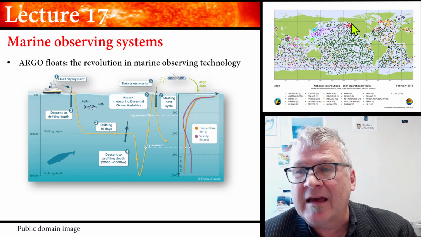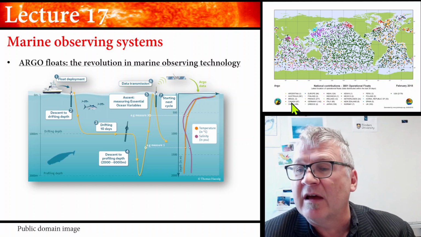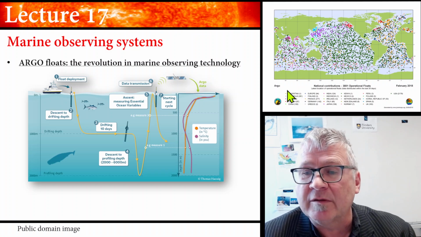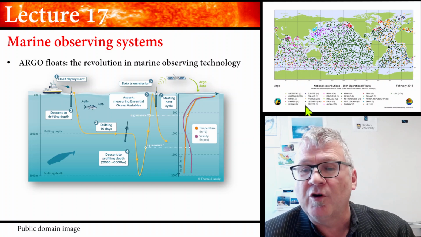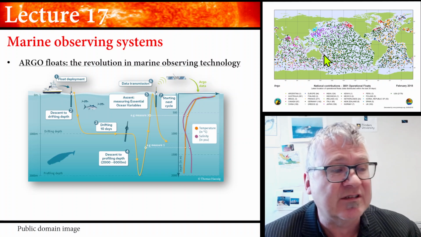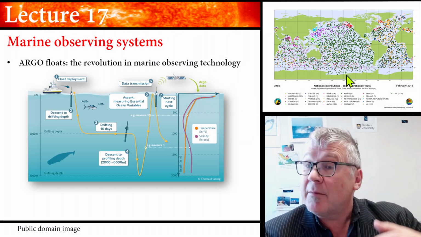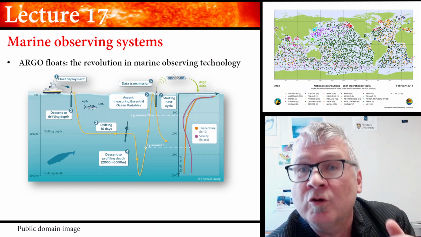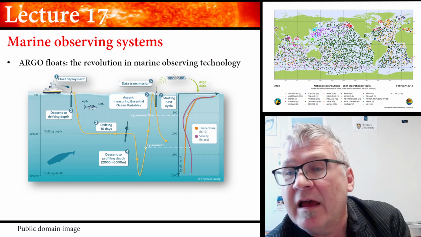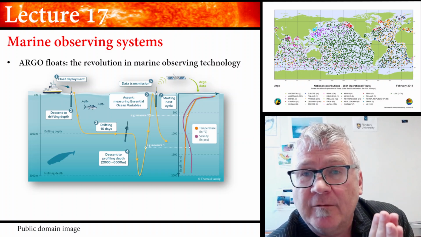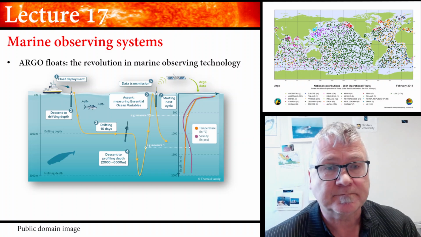And in this, the color coding here shows you which countries are involved, and you can see it's a global initiative, you know, with the number of floats per country. And Australia is a big player in that, in particular for the Southern Ocean. And that is really a big revolution in oceanography, because we didn't have that detail of observations before. Okay.